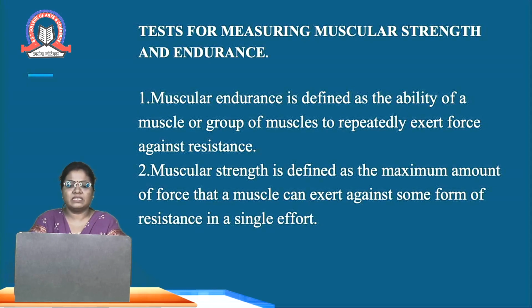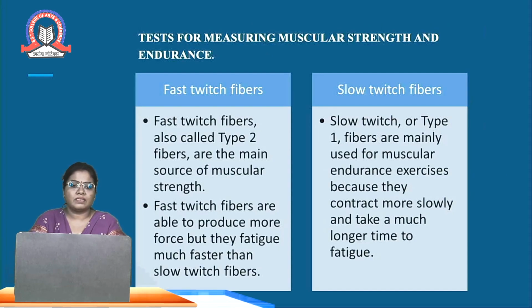Muscular strength is defined as the maximum amount of force that a muscle can exert against some form of resistance in a single effort. So muscular endurance is how long we are able to resist the force. In a single effort, how much we are able to do, that is muscular strength. That is the difference between both. There are some tests for muscular strength and muscular endurance.